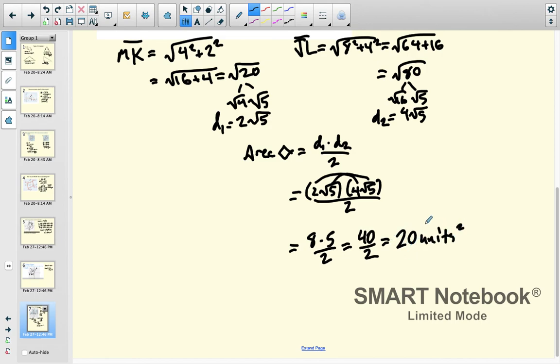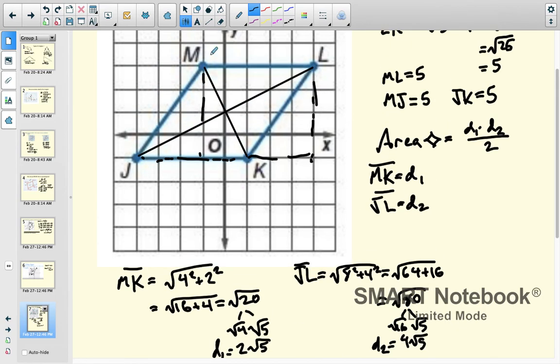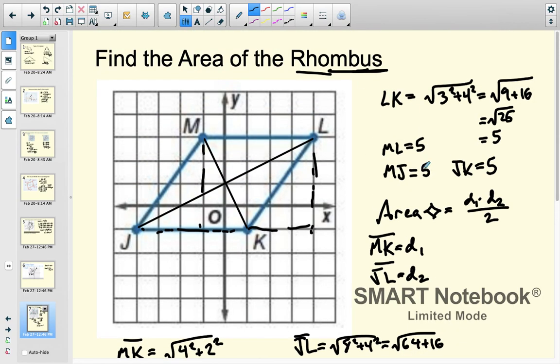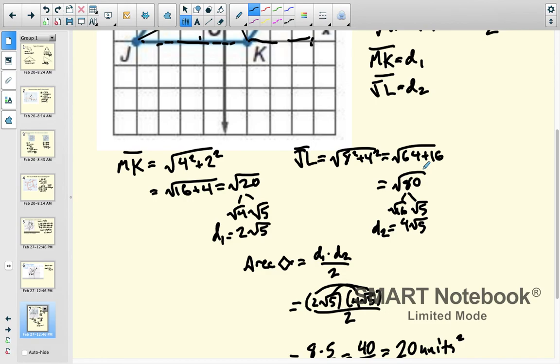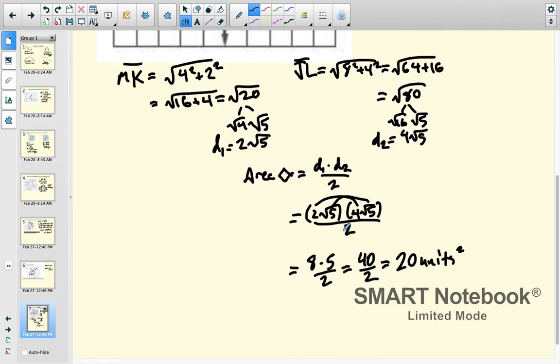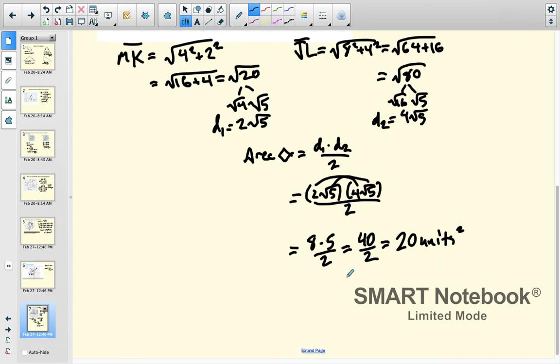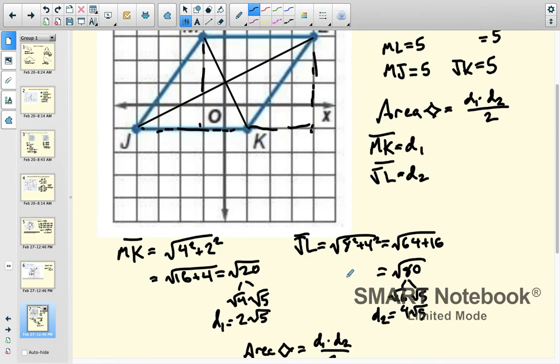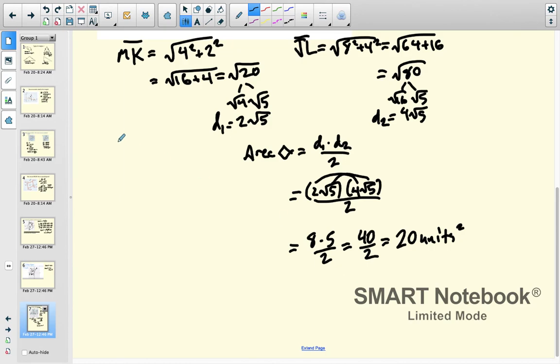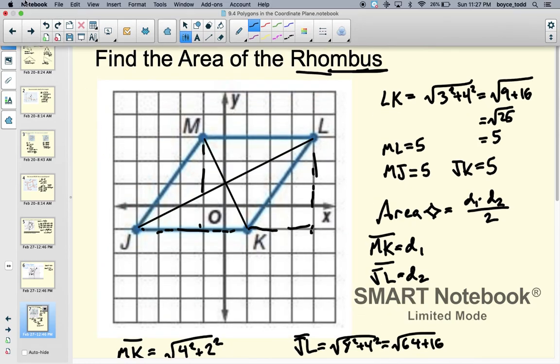All right, so that's how I get the area of this rhombus. I use the distance formula to find the two diagonals. And once I find those, then I just do diagonal 1 times diagonal 2 and divide by 2. All right, so that's it. That's a little good intro on finding area using the coordinate plane. You're going to do more practice on this and then do a final assignment before you go to Semana Santa.